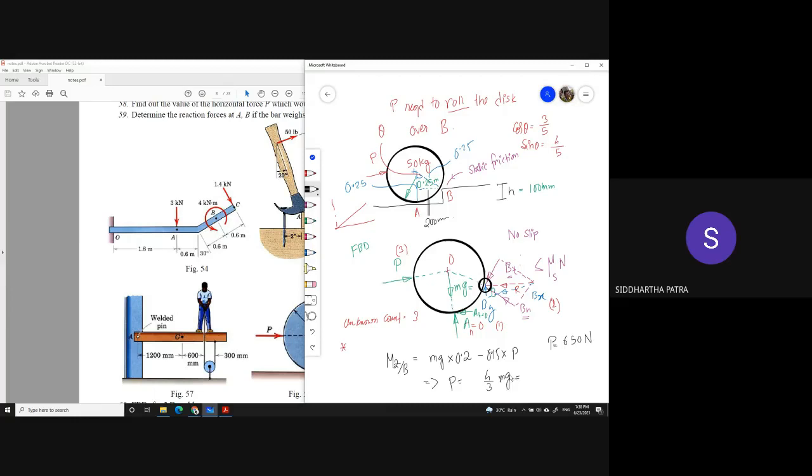Even if I think g is 10, then it is around 2000 divided by 3, which is around 667 Newton. So I believe if you put the correct value of g, you are going to get this only. Sir, I mean 9.8. Yeah, that is fine. So I think you can solve this problem very easily by taking the equivalent force system at B.